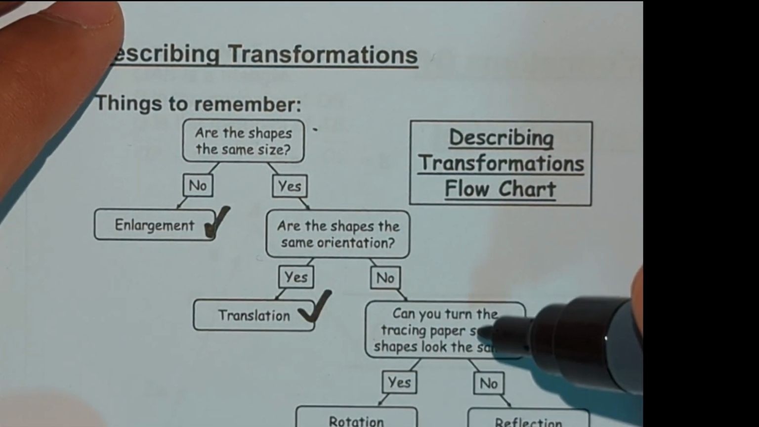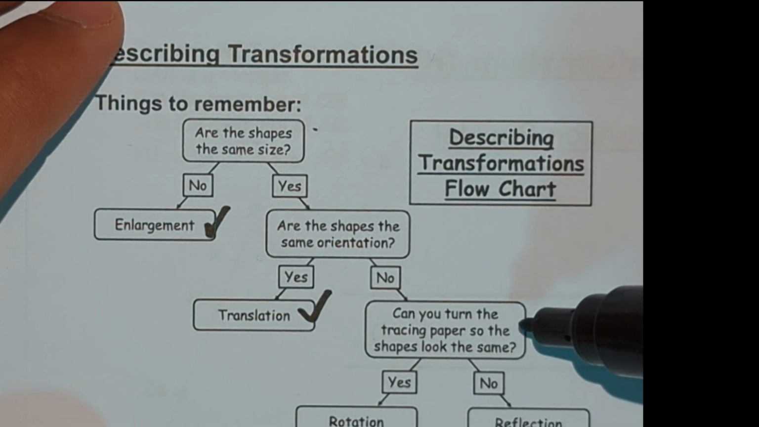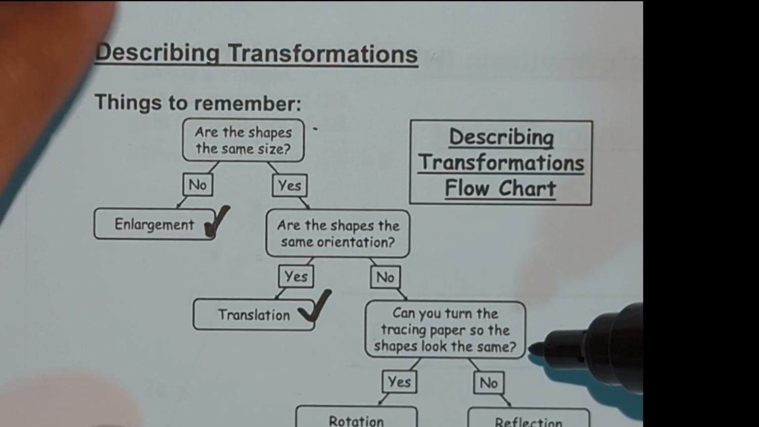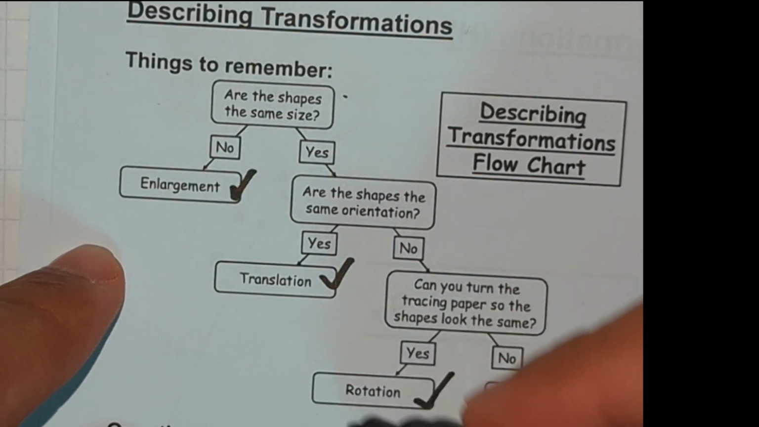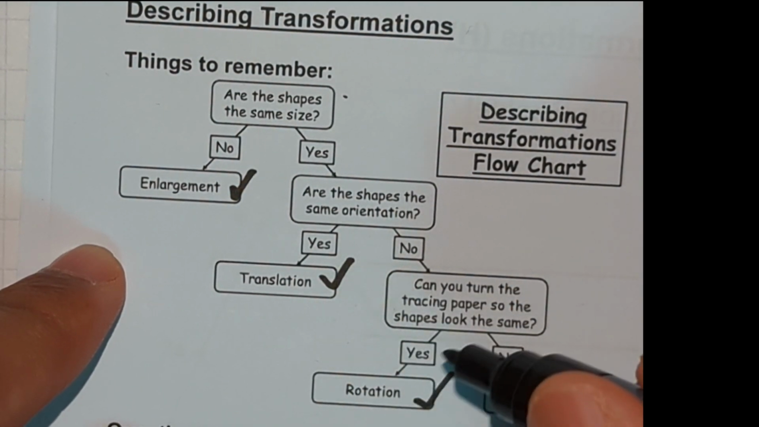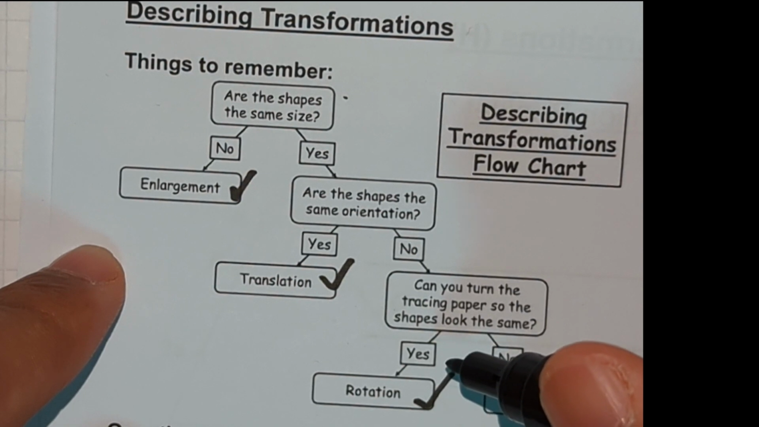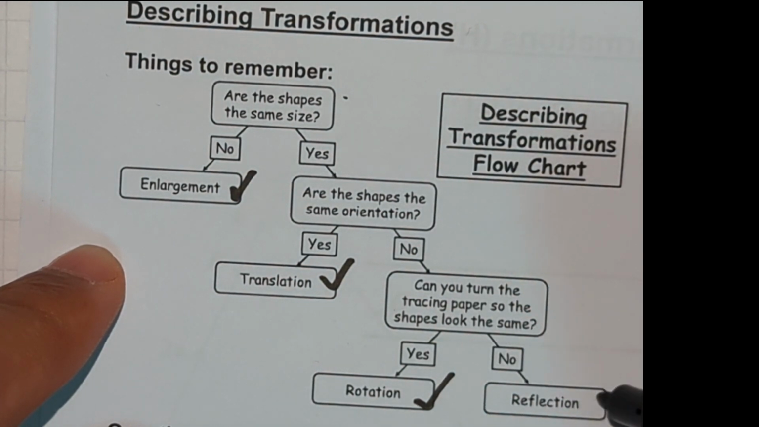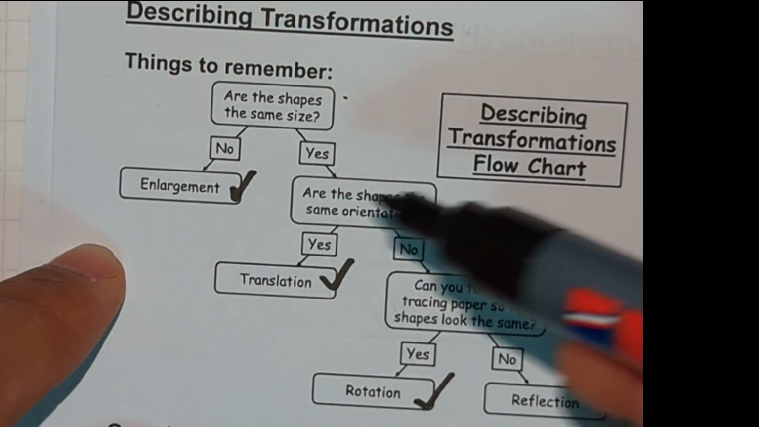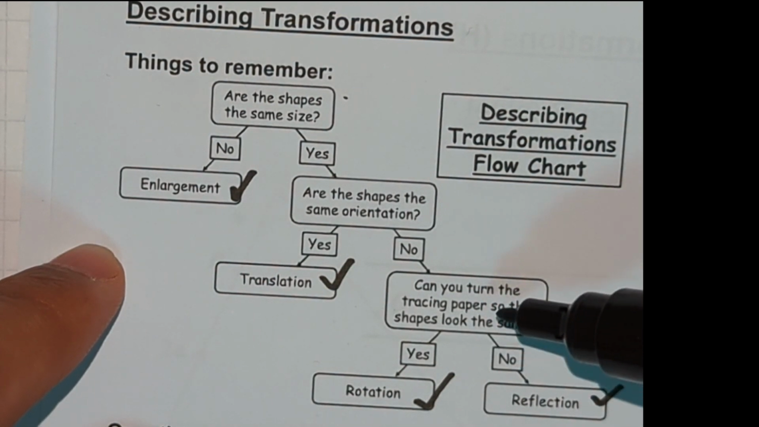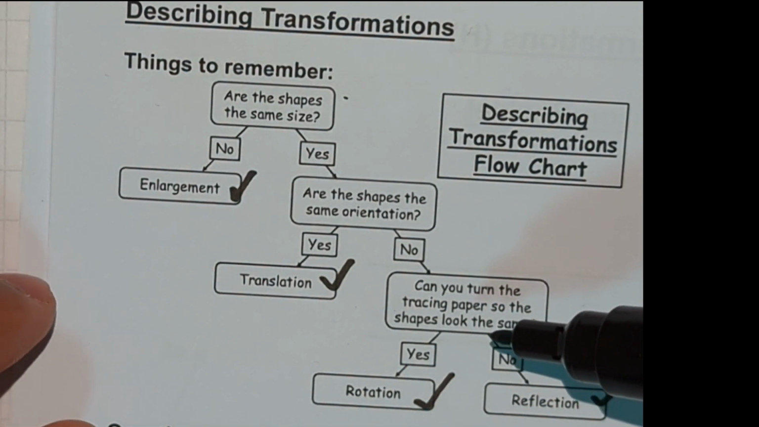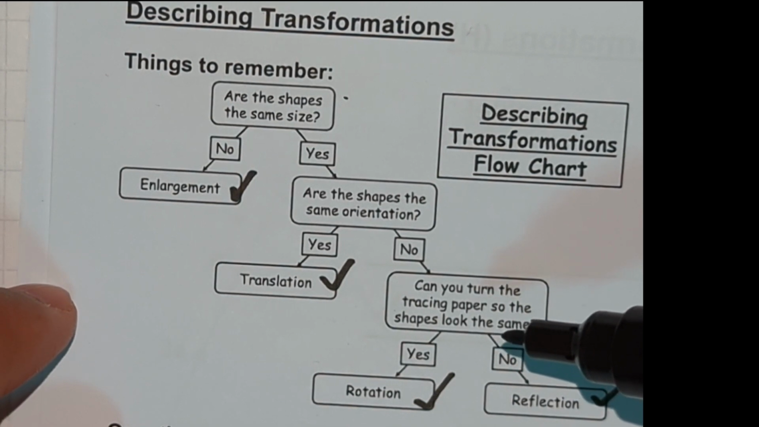And then the last question you need to ask: can you turn the tracing paper so the shape looks the same? If yes, then it's a rotation. If it's a rotation, you need to give me the direction and angle, and you also need to tell me where the center is. But if the answer is no, then it's a reflection, and you need to tell me where the line of symmetry is. So this is how you describe it: start with the same size, then the orientation, and then ask, can you rotate it and get the same shape? If no, then it's a reflection.